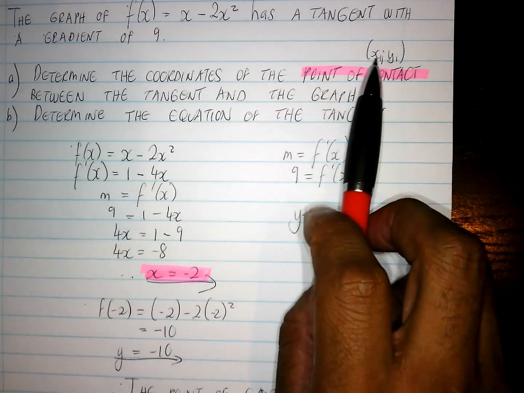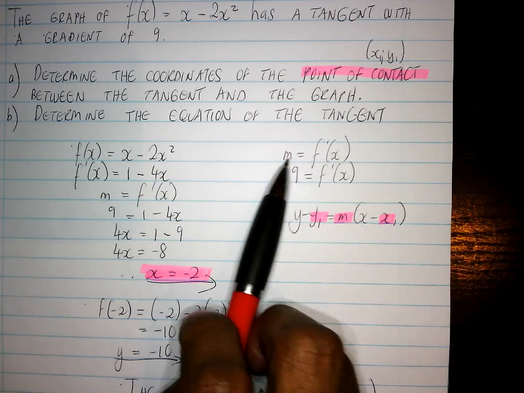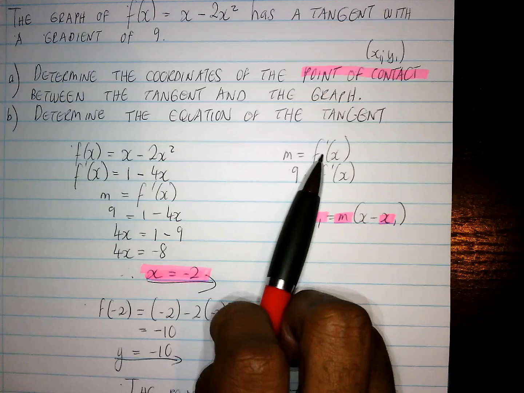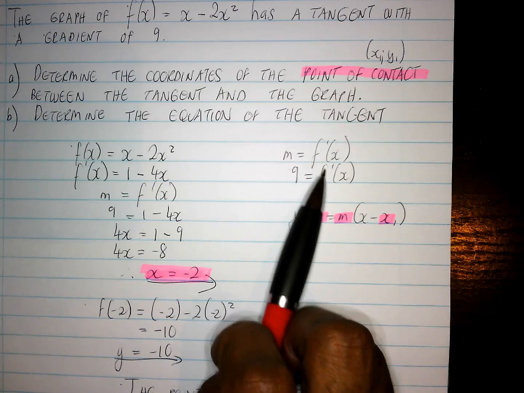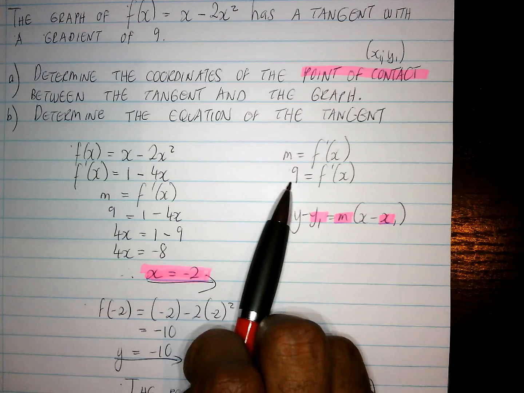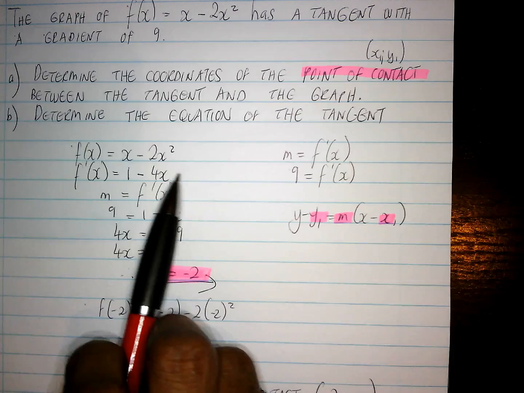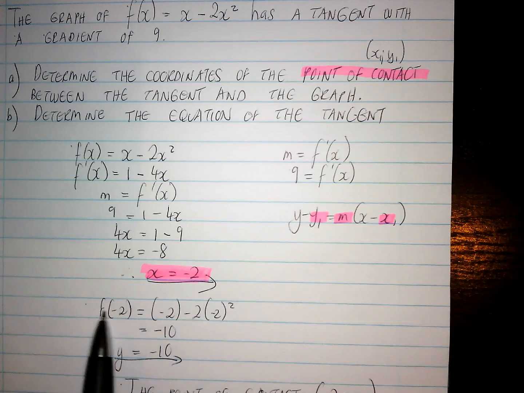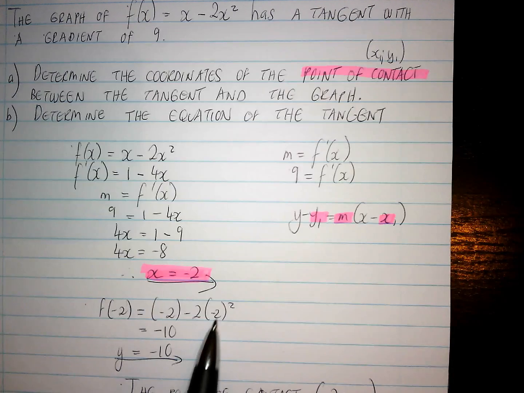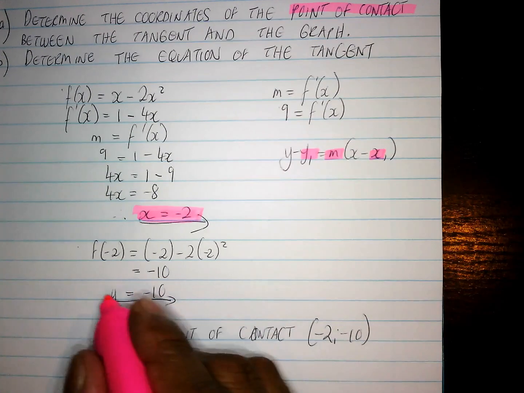From the original equation, we know that gradient is equal to the derivative of f. Then we know that this goes to 9. Then after finding the derivative, 1 minus 4x, we just set it equal to 9 and solve for x. To find y, we just substitute negative 2 into the original equation. Then we have the values of x and y.